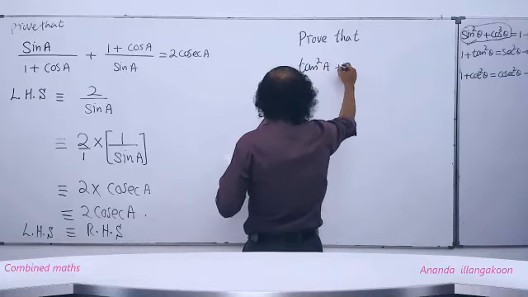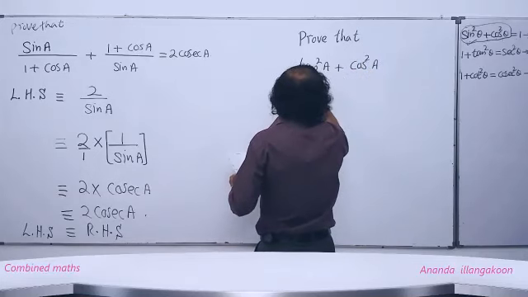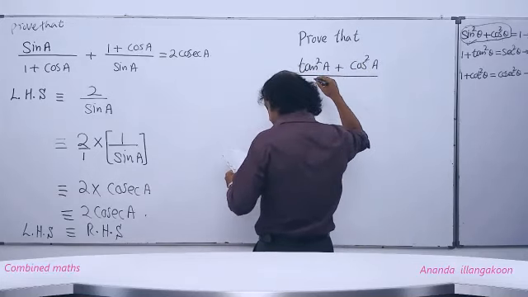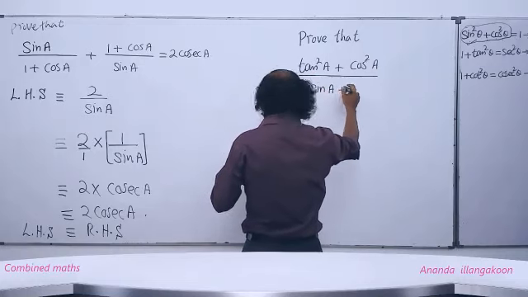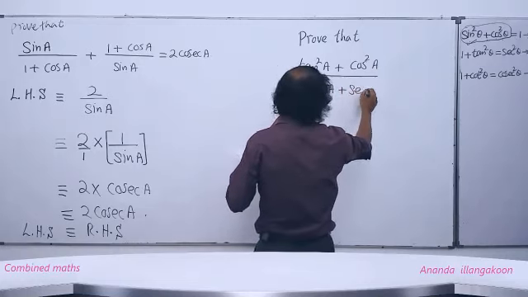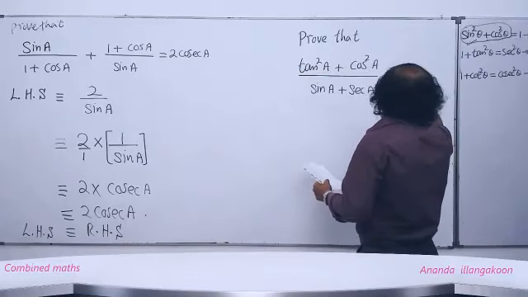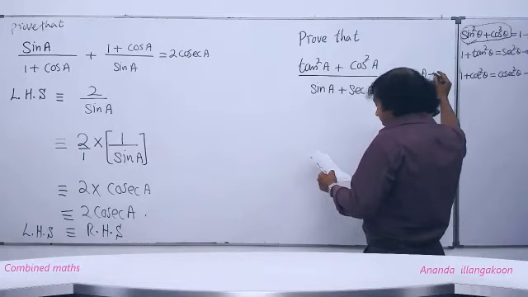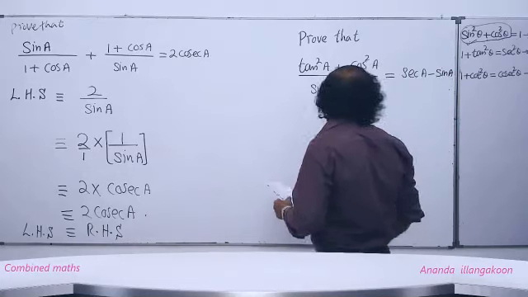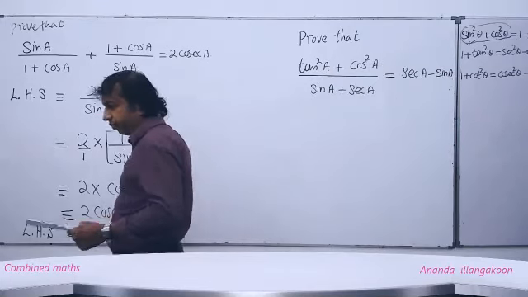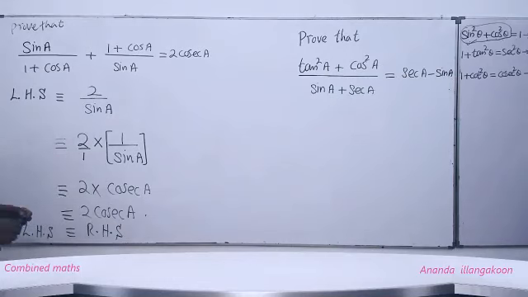Sin squared A plus cos squared A, divided by sin A plus sec A. We have to prove this is equal to sec A minus sin A. Right. Prove this, people.